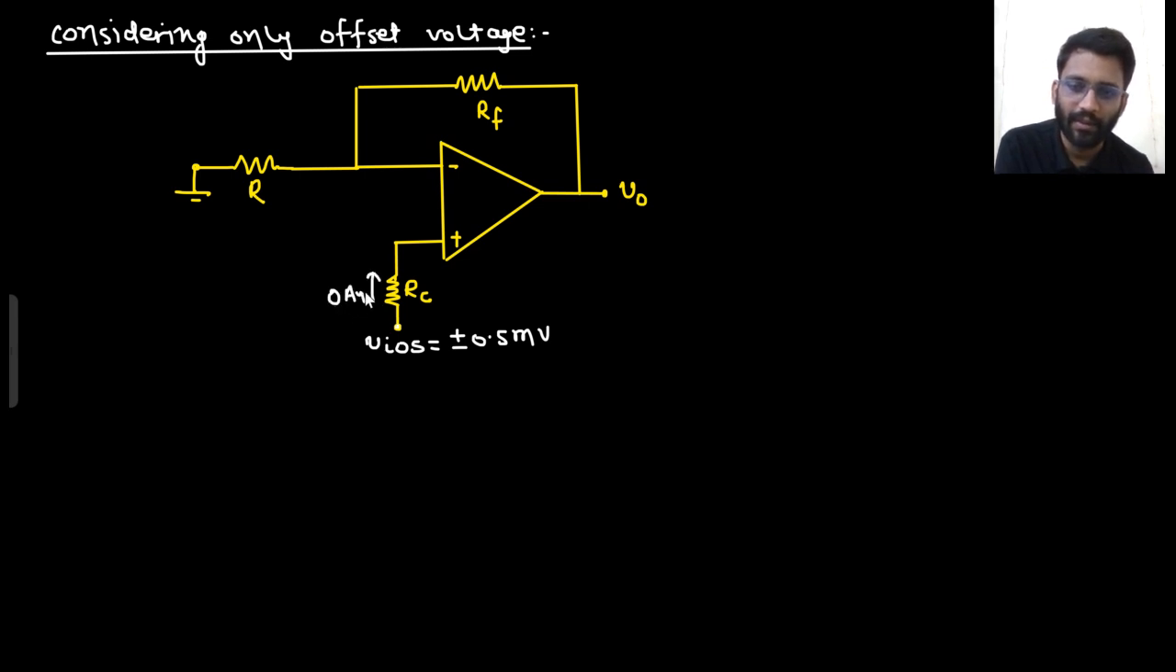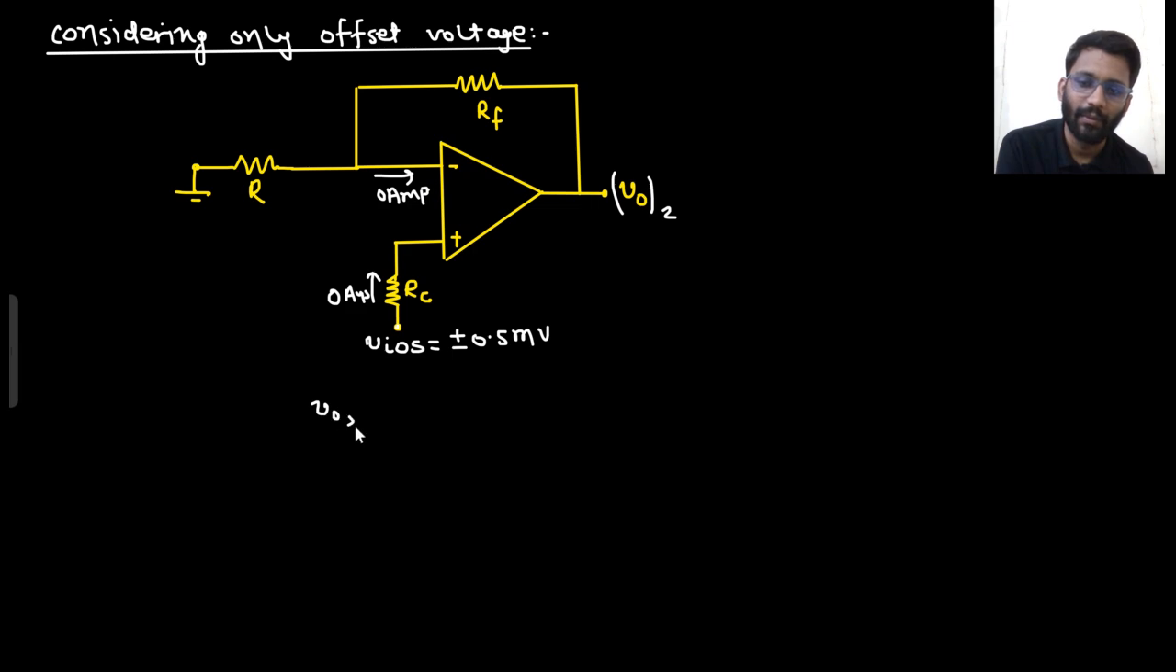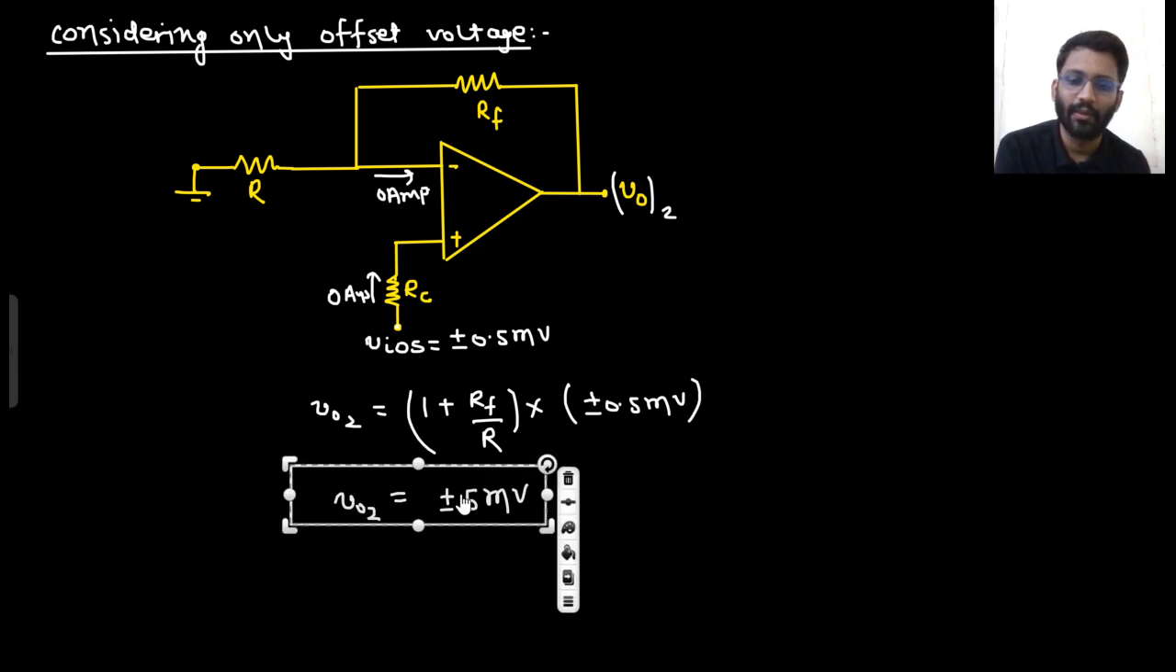Now this current will be 0 ampere only, right? 0 ampere, and this current will also be 0 ampere. This output I am calling VO2. Previously I wrote VO1. So what will be my VO2? VO2 will be 1 plus RF by R into 0 plus minus 0.5 millivolt. So 1 plus RF by R value was 10. So here I am getting plus minus 5 millivolt. This is your VO2. This came considering offset.